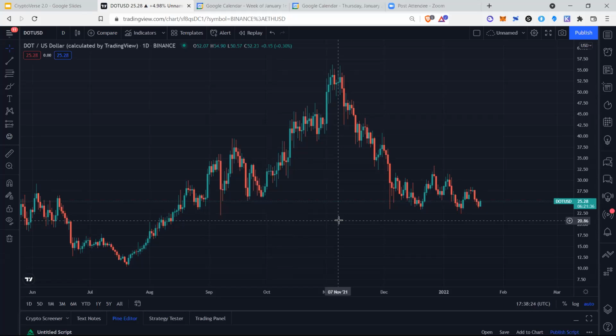So this will inform where you can buy this coin if you just want to buy, or where you can sell off the coin if you want to sell.